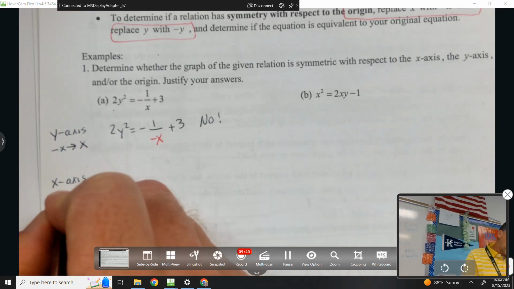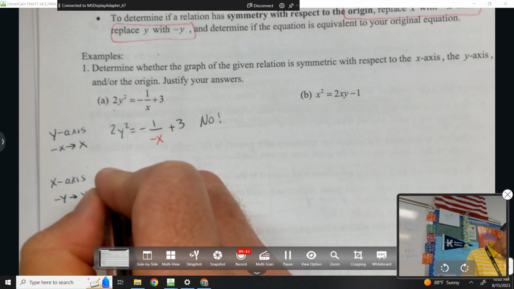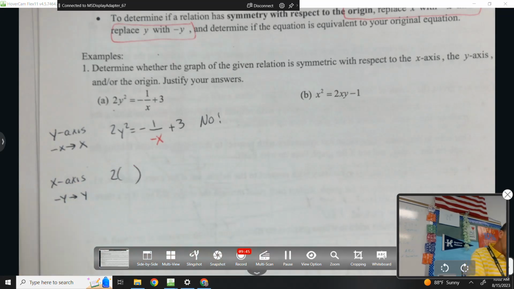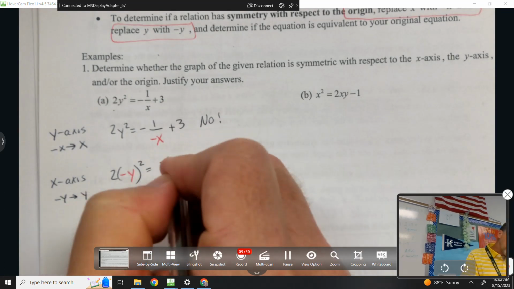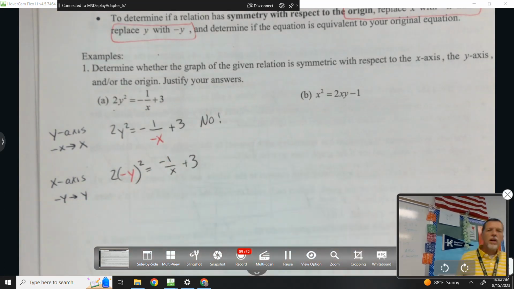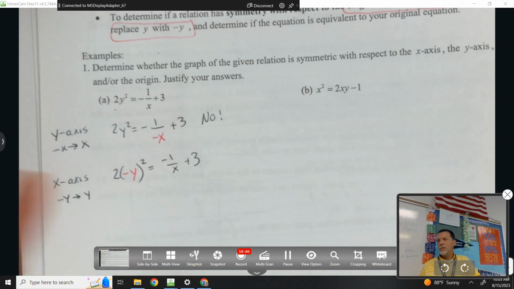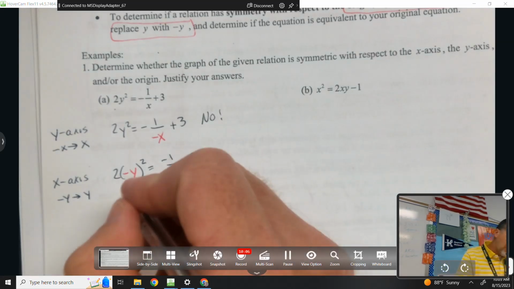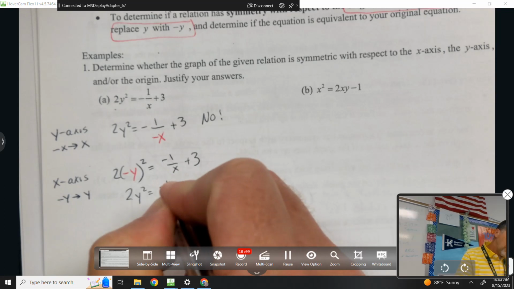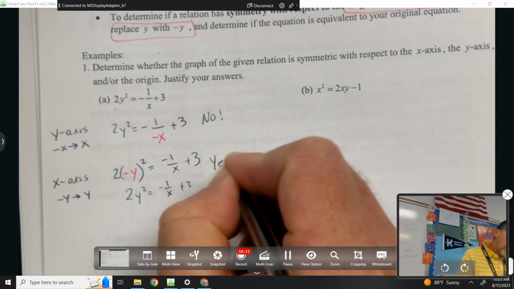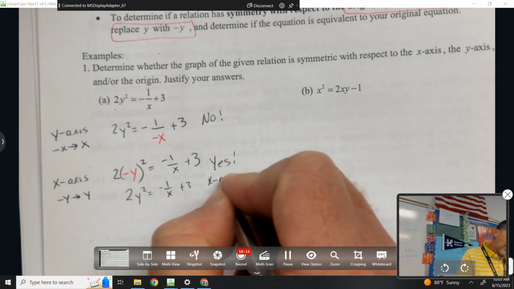All right, x-axis symmetry. Negative y goes in for y. So in place of y goes negative y. Everything else stays the same. Is that the same as the original? Why, yes. When you square the negative, it becomes positive. So that is a yes. Yes, it does have x-axis symmetry.